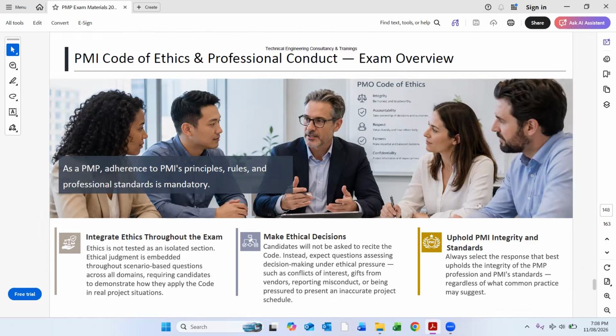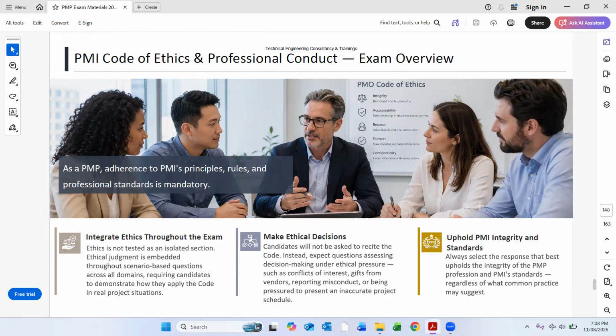So, ethics is integrated throughout the exam. Ethics is not tested as an isolated section. Ethical judgment is embedded throughout scenario-based questions across all domains, requiring candidates to demonstrate how they apply the code in real project situations and make ethical decisions. Candidates will not be asked to recite the code. Instead, expect questions assessing decision making under ethical pressure, such as conflict of interest, gifts from vendors, reporting misconduct, or being pressured to present an inaccurate project schedule.